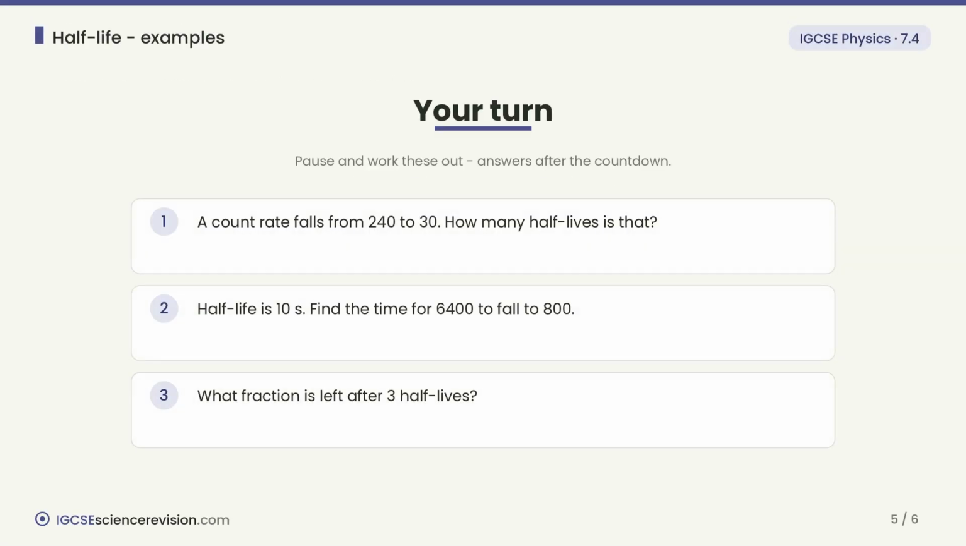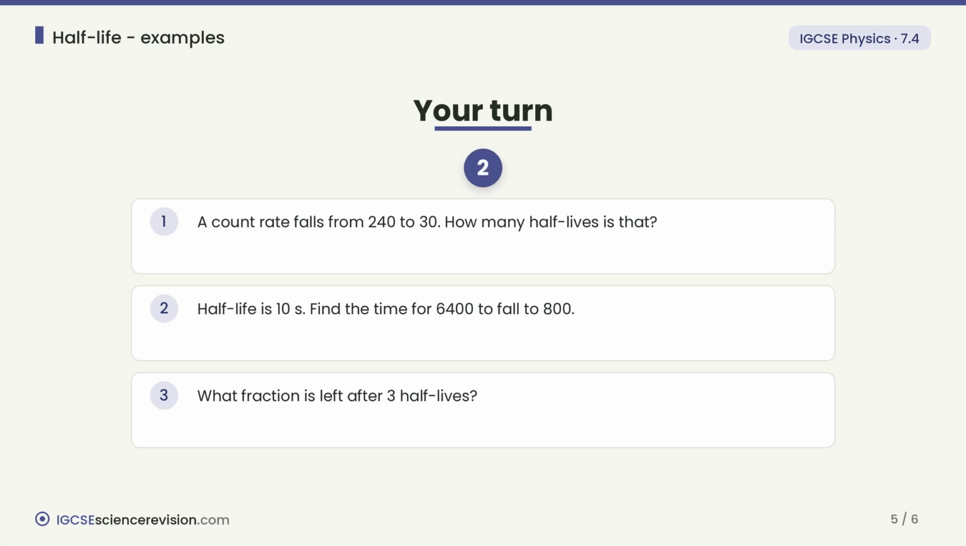Now it's your turn. Try these practice questions. Question 1. A count rate falls from 240 to 30. How many half-lives is that? Question 2. Half-life is 10s. Find the time for 6400 to fall to 800. Question 3. What fraction is left after 3 half-lives? Pause the video, work them out on paper, then play on to check your answers.